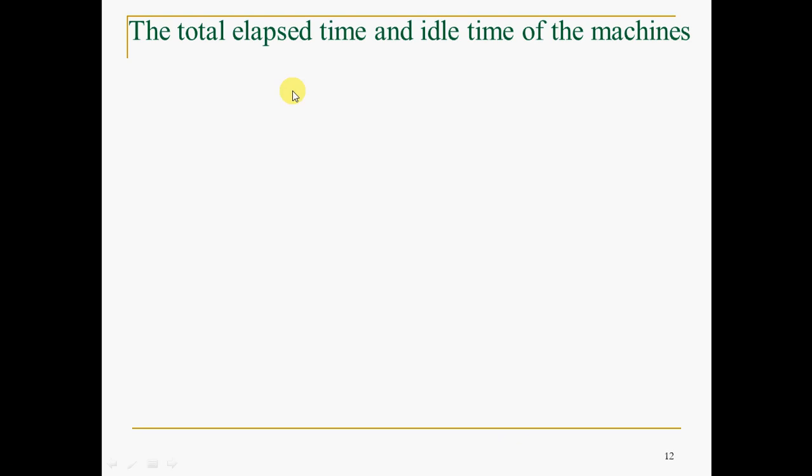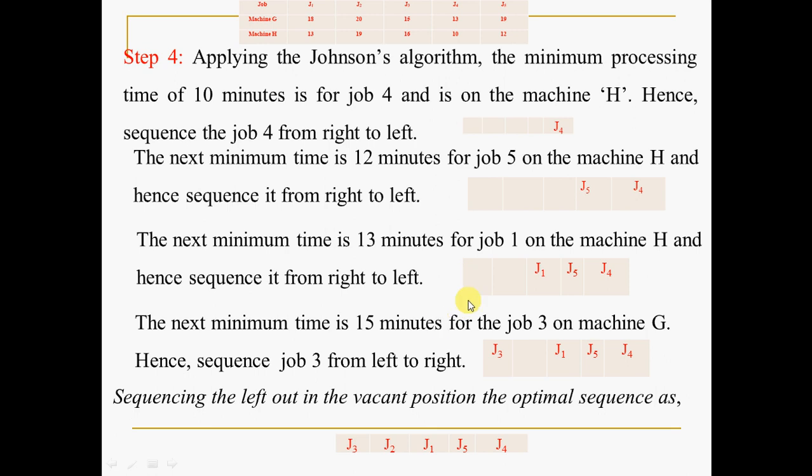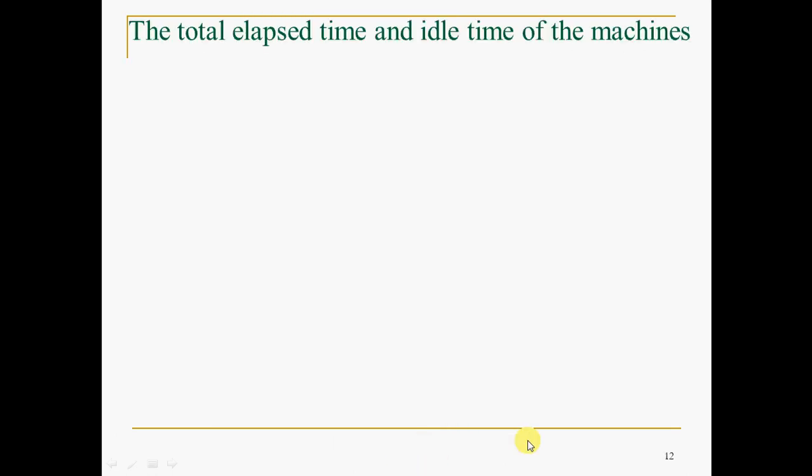Now coming to the next part, because in the question it is given to find out the total elapsed time and idle time of the machines. I have taken the data for my convenience. Already I have told that while calculating the total elapsed time, you have to bring all the machines into the picture. That in fact you have 3 machines actually. Just for your convenience, you have taken G and H as virtual machines in order to get the optimal sequence by Johnson's algorithm. But while calculating elapsed time, you have to take the original data only.